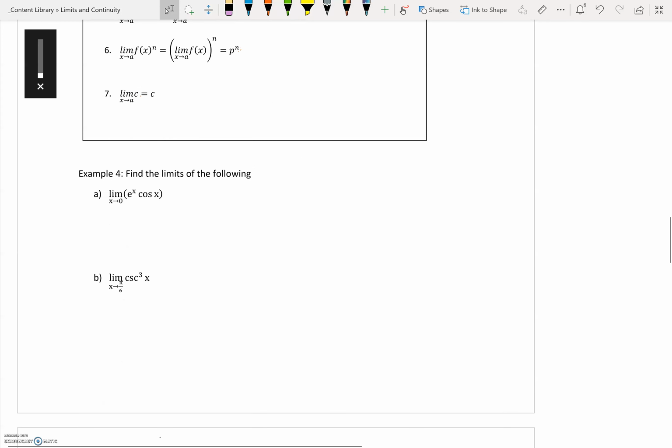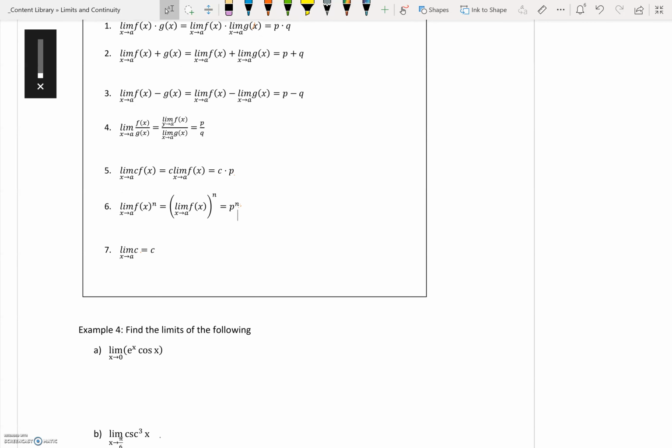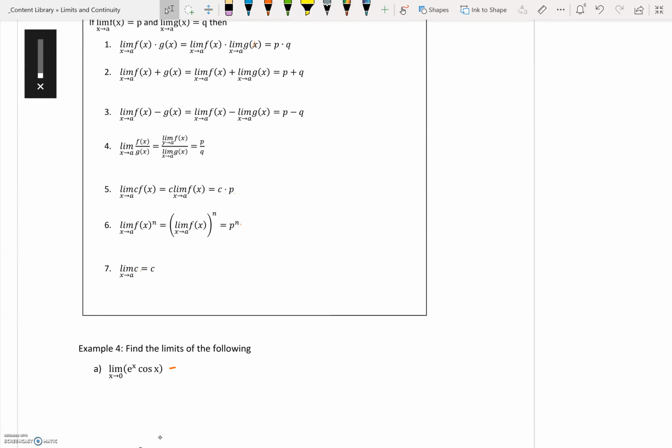Now let's apply those properties to 2 different examples here. So if you look at this first one, we have a function times a function. This would be our first property. So I'm just going to rewrite it and apply that property. And then we can evaluate each limit. So the limit of e to the x as x approaches 0, that's the same thing as saying e to the 0 times cos of 0. Then we can evaluate this. E to the 0 is 1, cos of 0 is 1, so your overall limit is 1.